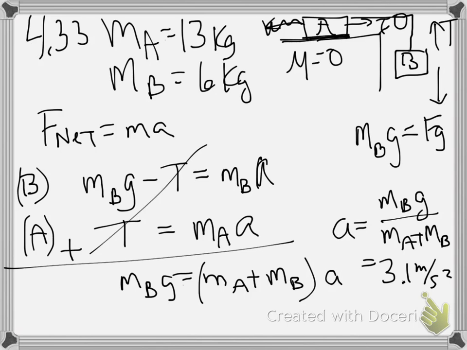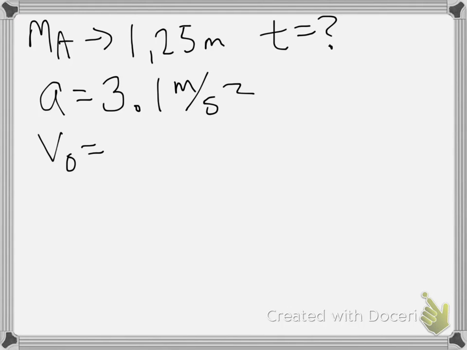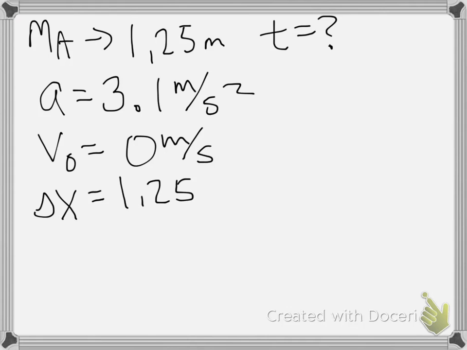All right, part B of this is not too difficult. It's a kinematics problem. They say MA is, at least in my question, 1.25 meters from the edge of the table. How long does it take if it's allowed to move freely? So you want to know T to travel that far. So this is just a kinematics question. You have A is, I think we said 3.1 meters per second squared. V initial is 0, starting from rest. Delta X is equal to 1.25 meters, and you want to know T.